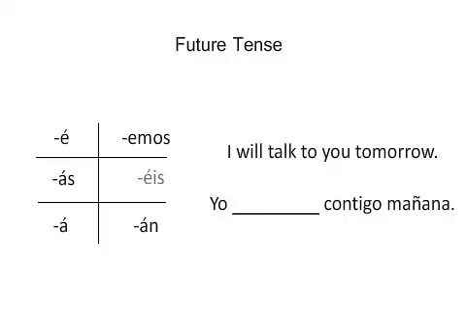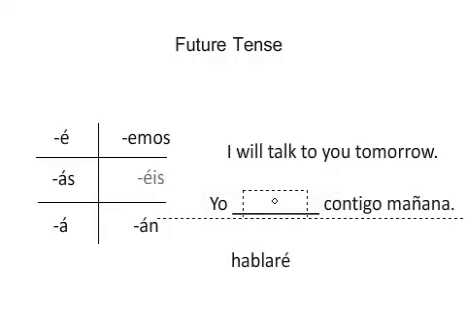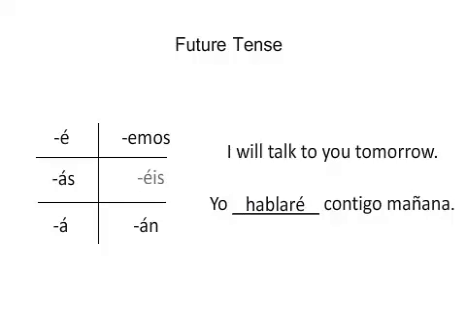Let's look at a sample sentence. I will talk to you tomorrow. Yo blank contigo mañana. Our verb is to talk. We know that is hablar. Since the subject is yo, we'll look at the yo ending, which is é with an accent mark. And again, all we do is add that ending onto our verb. We don't need to cut anything off, we just stick it to the end like that. So we have yo hablaré contigo mañana.